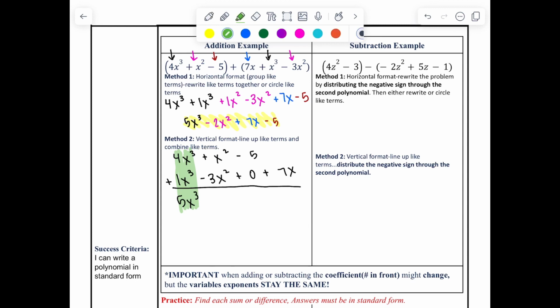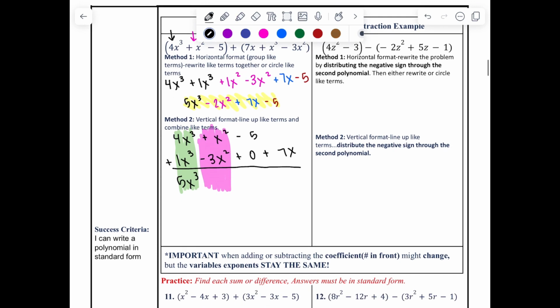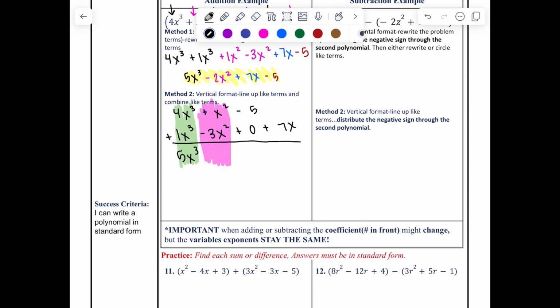Next, I have the x squareds. It's 1x squared minus 3x squared, and 1 minus 3 gives me negative 2. So once again, I end up with a negative 2x squared. So far, this process is giving me the exact same answer as the process above. And it doesn't really matter how you do this, all we're doing is combining like terms. It gets a little bit tricky when you don't have like terms, so I had to put the 0 in as the placeholder. You didn't have to do it this way, but I didn't want to get myself confused.